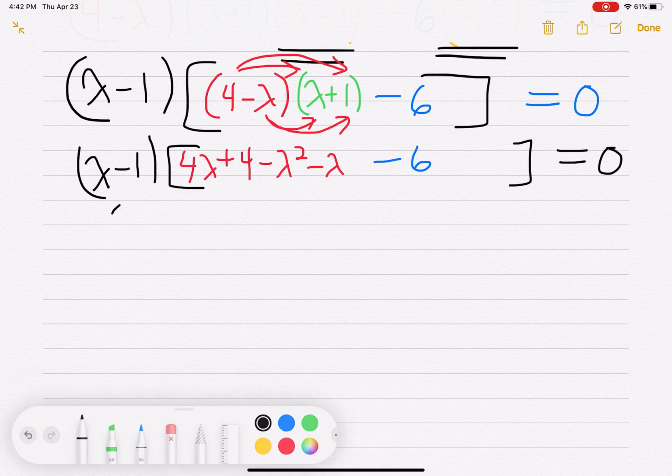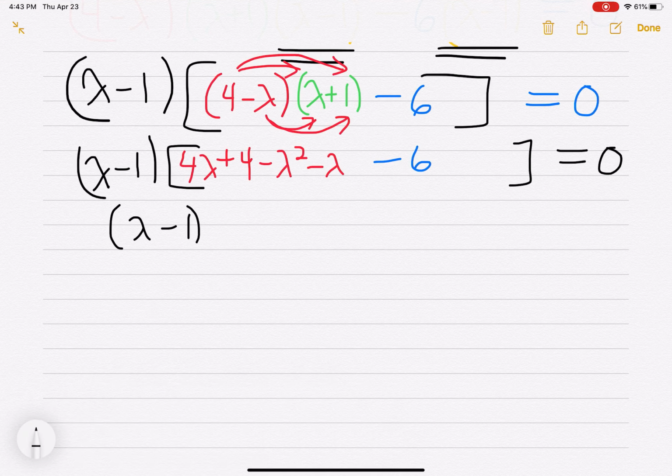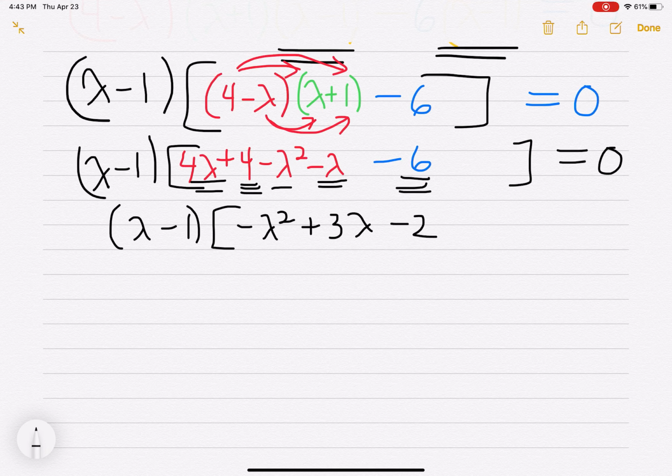It looks like we got lambda minus 1, and in brackets here we got minus lambda squared. That's this one. You combine your 4 lambda and your minus lambda, and that's positive 3 lambda. Then you combine your 4 and your minus 6, and you get minus 2. That's equal to 0.